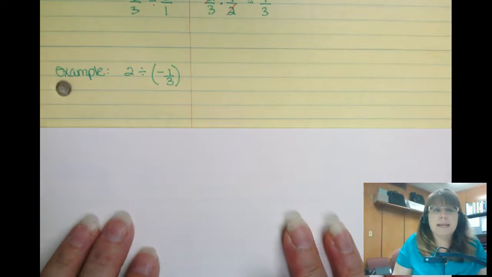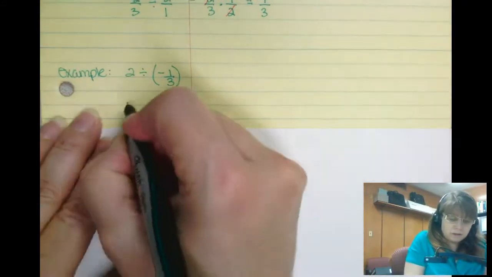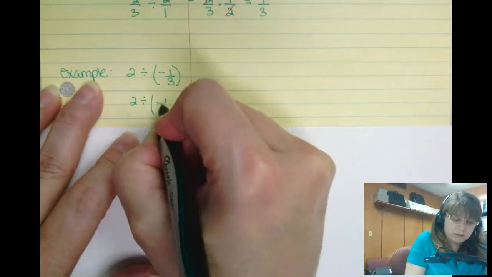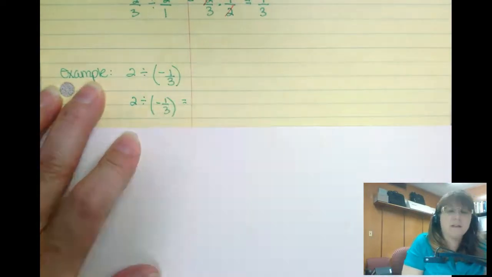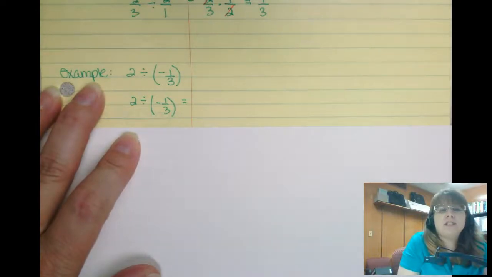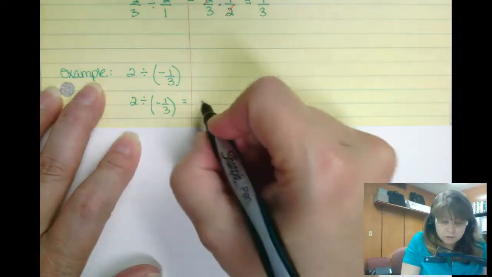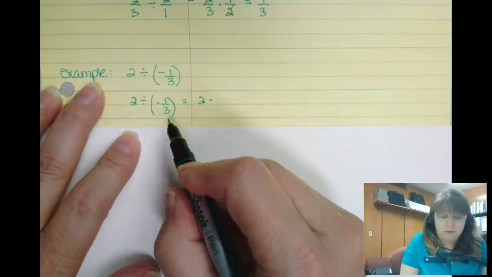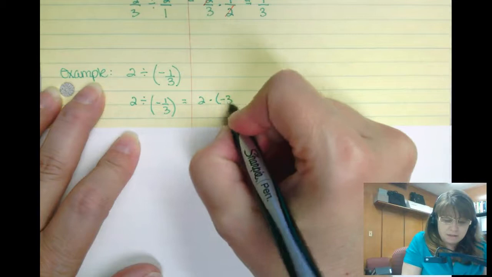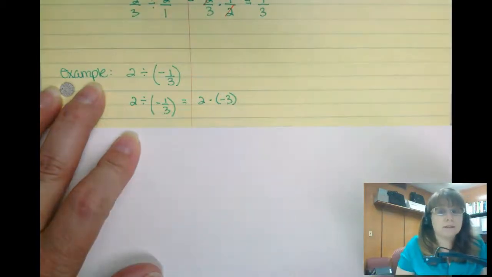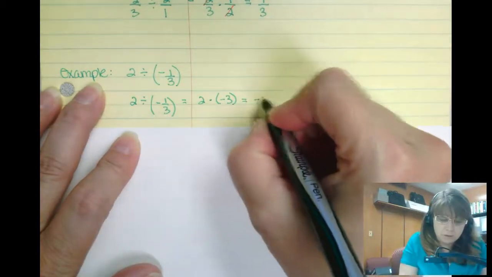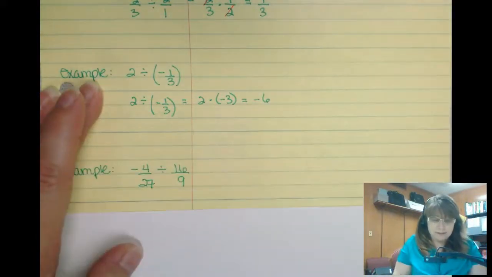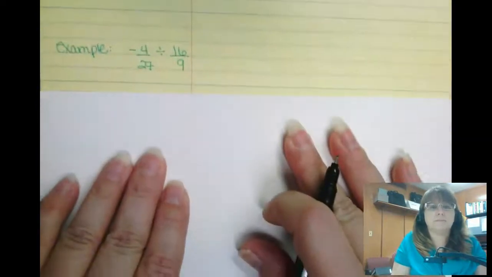2 divided by -1/3. So I just want to rewrite the problem so I have some space to work with. Okay. And now I'm going to change it into multiplication. So it's going to be 2 times the reciprocal of -1/3, which is -3, or -3 over 1. My end result is -6. Let's try another one.